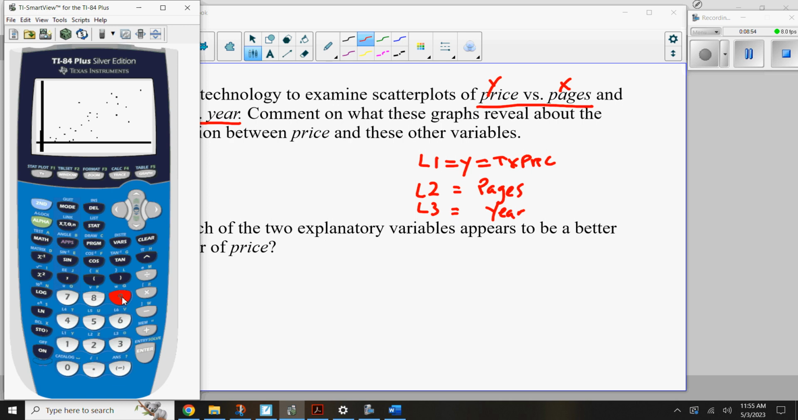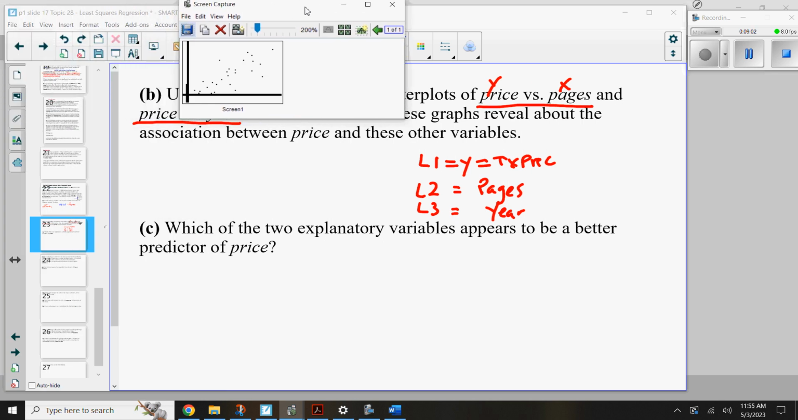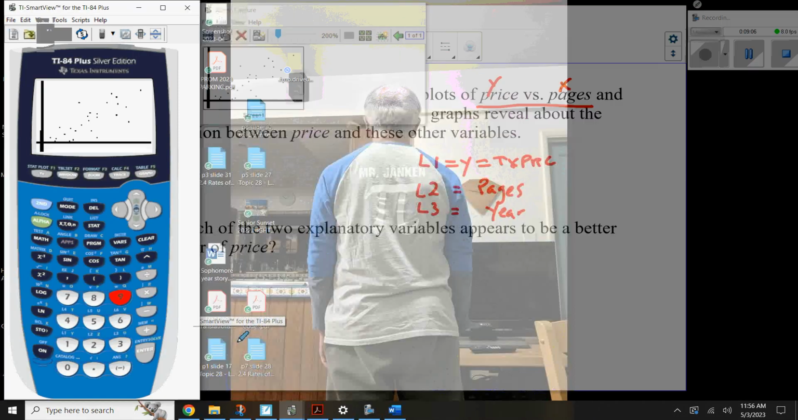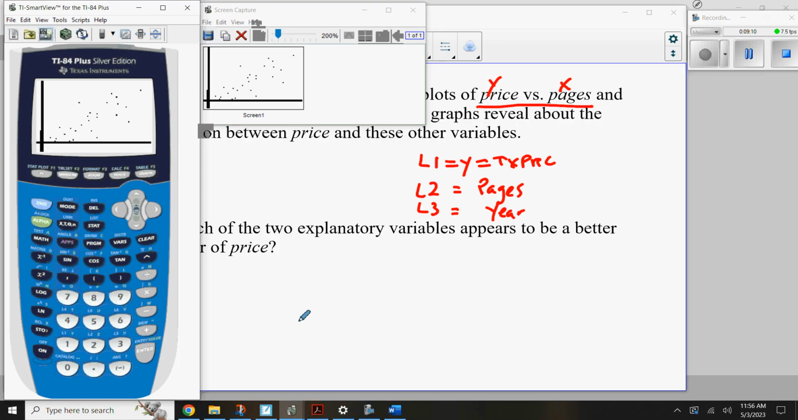What I'm going to do is take a little picture of that, and put it over here so that we can see it and compare it easily to the next one that we're going to do. So the next one says compare it with a price versus year. Year is in L3, that's my new X value. So I'm going to go Second Stat Plot, and I'll just use the same one and change my X list from L2 to L3. So I'm going to go Second 3.